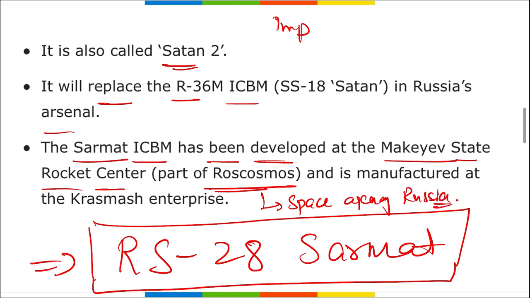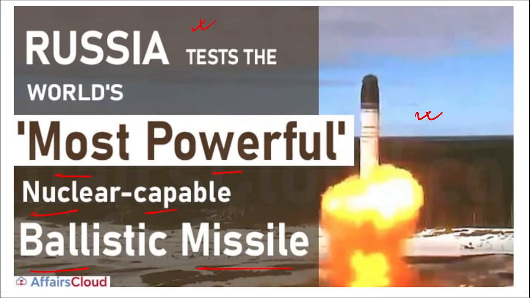All right, one more thing. There was a term here, ICBM. What does this ICBM stand for? This is your intercontinental ballistic missile, RS-28 Sarmat. So what is your ICBM? Intercontinental ballistic missile. This is the full form of ICBM, you have to remember. It is also known by the name Satan II, and it is of which country? It was recently tested by Russia.